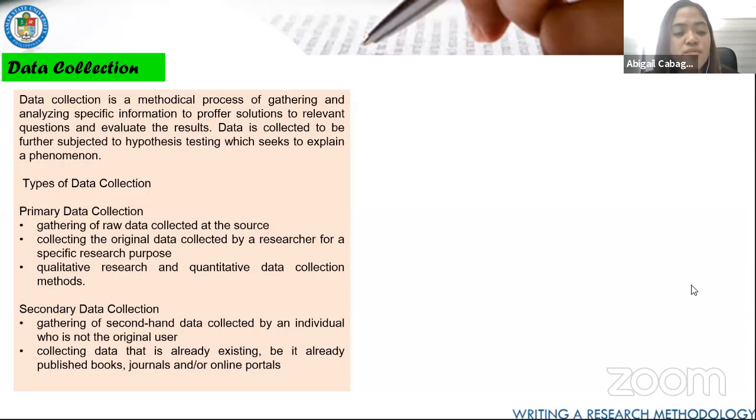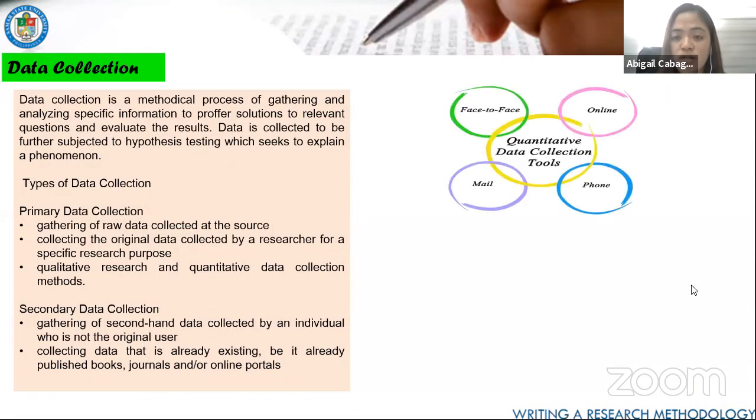Primary data collection, we gather raw data. And we also collect original data. And then we can have a primary data collection for both quantitative and qualitative data. In the secondary data collection, we gather secondhand data. And this is commonly used in data mining. And we collect data that is already existing, say, for example, in published books, journals, or online portals.